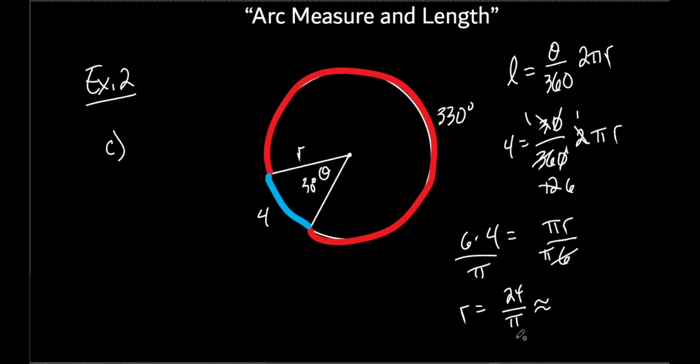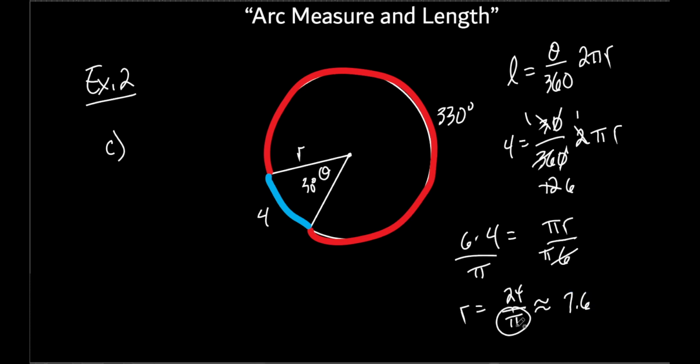Why is it going to be a bunch of decimals? Because of the pi. Right, because of the pi. Now, you could just put it into a calculator. I don't know what I did. I just wrote down 24 divided by pi is approximately 7.6.